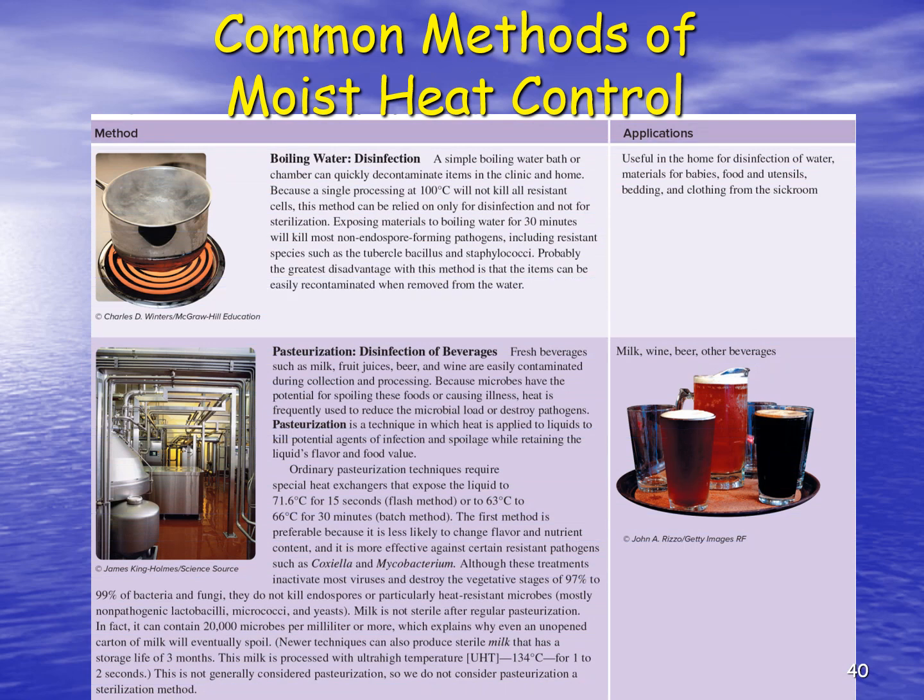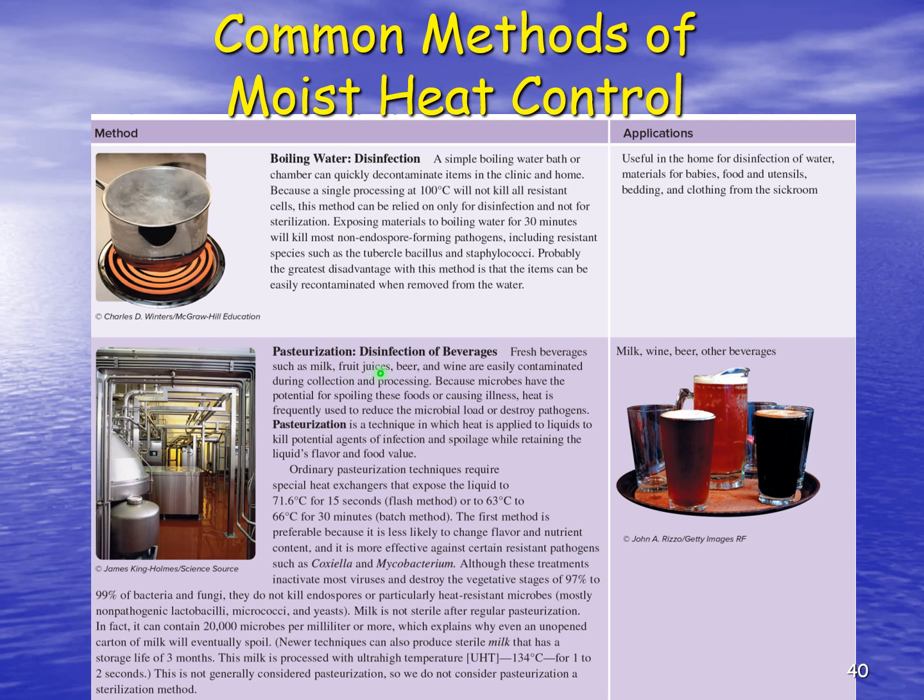So you have tables in your text that go through the different methods of moist heat control. Certainly boiling water will disinfect the water. We really can't get much higher than about 102 or 103 degrees Celsius with boiling, and so this would be useful for home disinfection of water, material for babies, foods and utensils, or even bedding or clothing from a sick room.